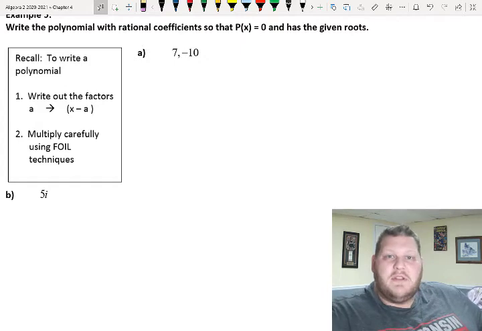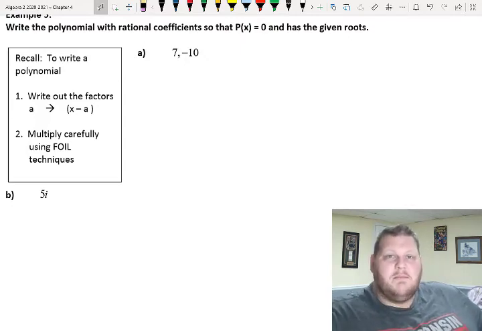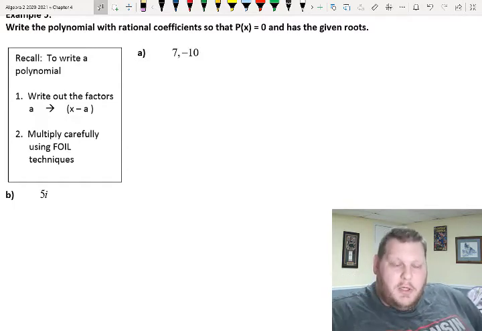We know from the very first definition of this set of notes, if x minus a is a factor, that means a is a solution. A has to be my root. So what I can do is work backwards. If I'm given my roots, x minus that number has to be a factor, and then we'll just multiply stuff out like we did back in Algebra 1.